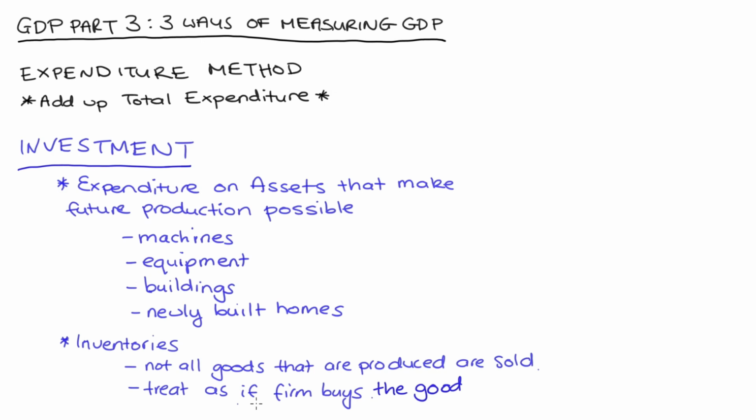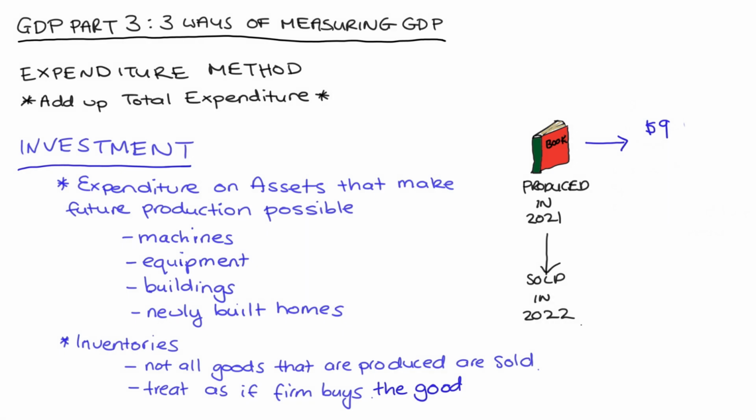This makes sure that there is an expenditure associated with the production of the good, and this preserves the identity between expenditure and production. I'll just take an example to illustrate this because it can seem a bit complicated. Let's imagine that a firm produces a book in 2021, but the book is sold in 2022. Now, the book is produced in 2021, so it should count towards 2021 GDP, not 2022 GDP. Now, the market value of the book, let's just say it's $9. And so in our accounting, we're going to say that the firm buys the book from itself and it becomes part of the firm's inventory.